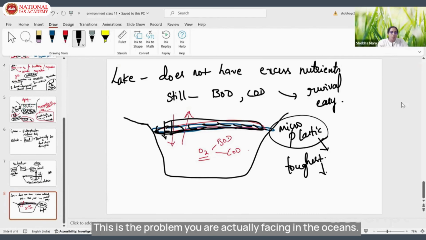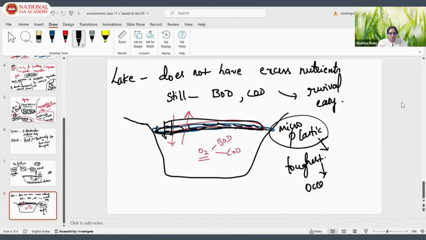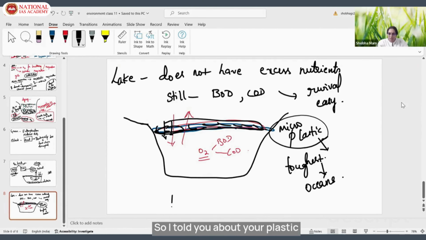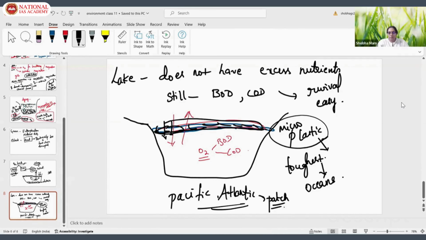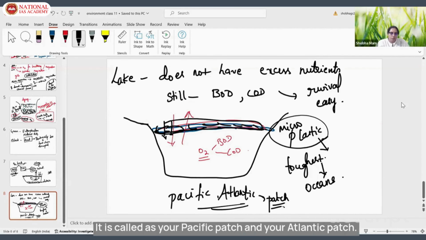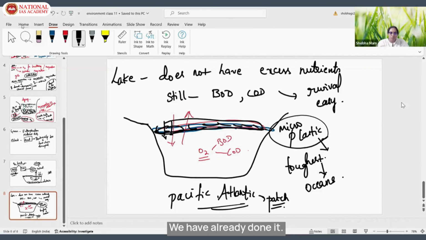This is the problem you are actually facing in the oceans. I told you about the plastic patch of the Pacific and the Atlantic. Both oceans have this problem today. They have a BOD and COD problem today. That is why the plastic patch is created. It is called the Pacific patch and the Atlantic patch. We have already done it.